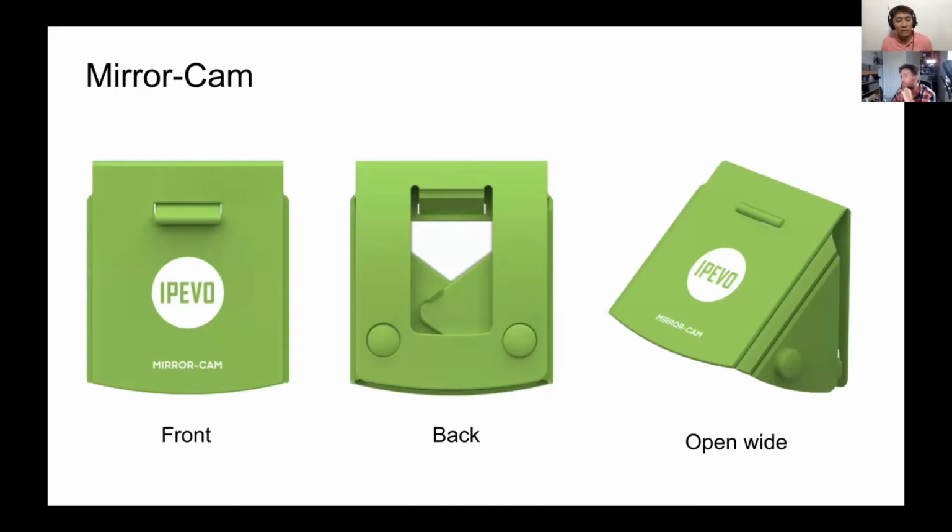Later on, we also have our recent release of our mirror cam. So what is a mirror cam? As the name itself suggests, it comes with a mirror right here. What it does is transform your laptop's camera into a visualizer, a document camera. As you can see, the front looks like this, and the back looks like this. Very small, very portable, very lightweight, and very powerful at the same time. Like I said before, three common features of IPEVO's products.